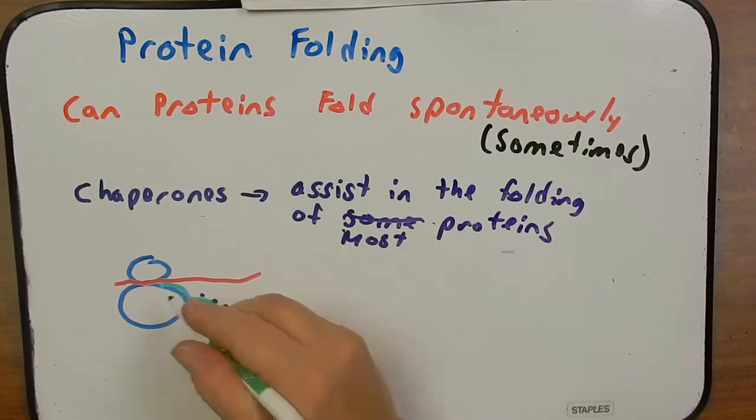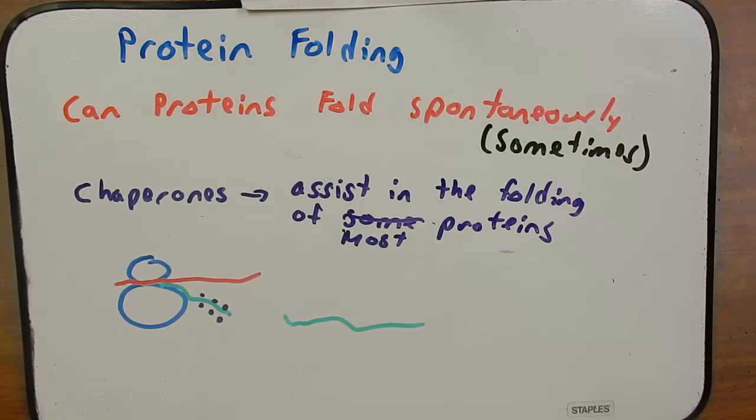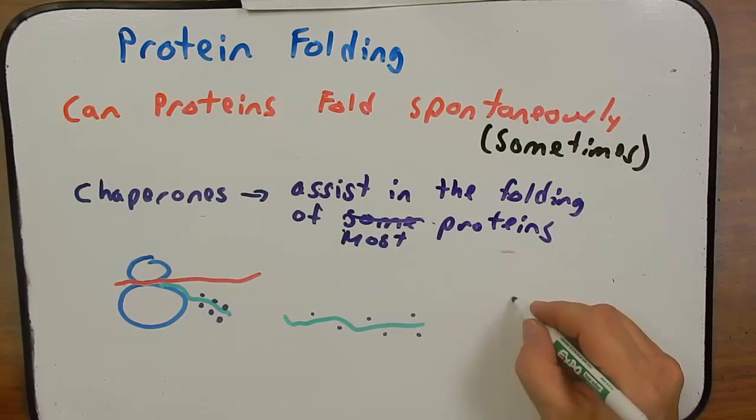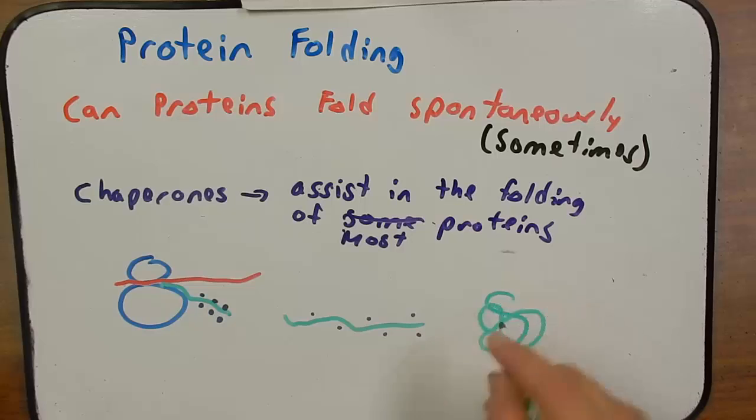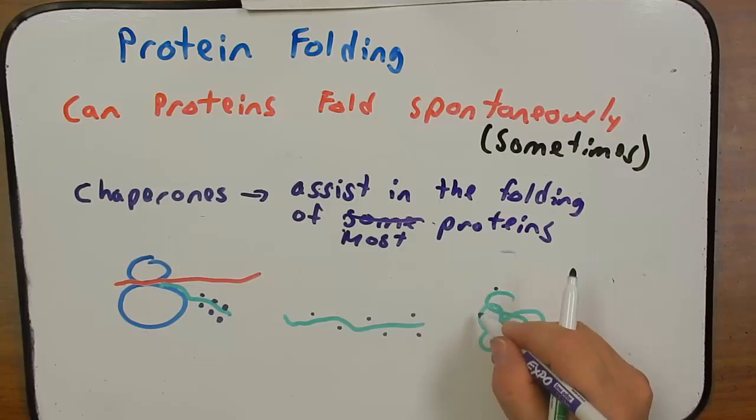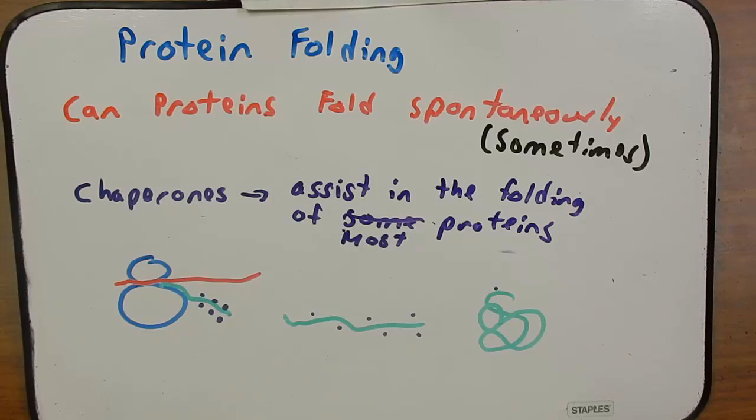So as this protein is coming off here, these chaperone proteins bind to specific sites there and help assist in the final folding of this protein. And then the chaperones are released to go back here and redo the job with new proteins being made.